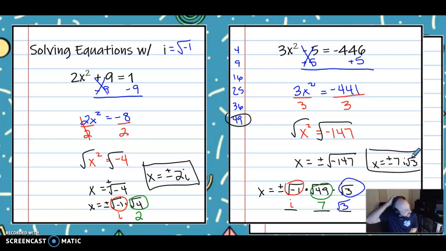Okay, so using just a little bit of the different tools that we talked about last time, we know how to pull i out of a negative if we're taking the square root of that negative number. We also know just some regular solving equations skills. So once we have those, put them together, you can get your solutions. You'll have a plus or a minus, and probably have an i in your answers most of the time here.